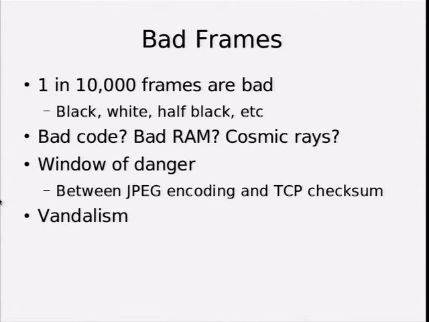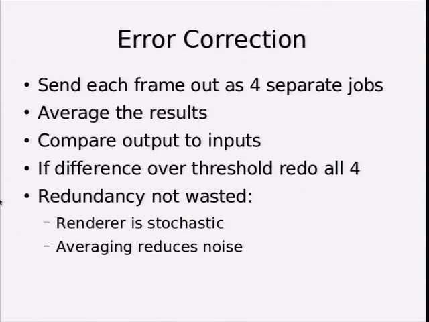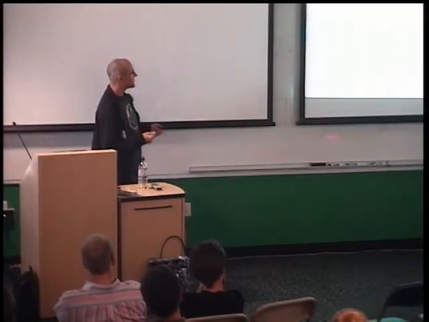So I decided I had to just address it. Whether or not it's my bug, I have to protect myself from this kind of random behavior. And so I did the obvious thing, which is redundancy. Each frame gets sent out to 4 different computers, and the results are averaged, and then it checks if the difference between the inputs and the outputs is over some threshold. And if it's over the threshold, it redoes all 4.